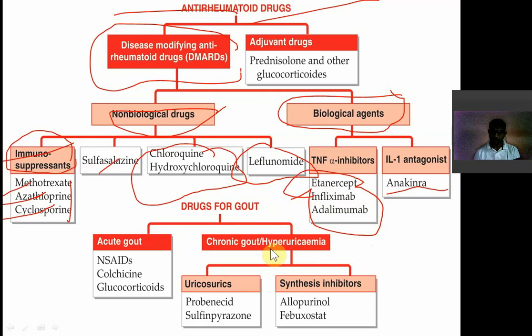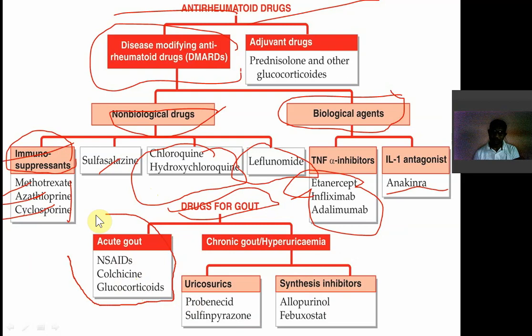This is the anti-rheumatoid drugs, and the next one is anti-gout drugs used in the treatment of gout. What happens in gout? Your uric acid level is increased. That uric acid combines with the cations present in the body like sodium and potassium. Crystals get deposited in joints, which causes pain, inflammation, swelling, etc. Drugs used in acute gout are normal analgesic antipyretics like NSAIDs, then colchicine and glucocorticoids.